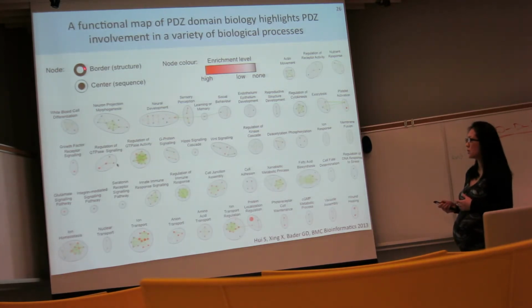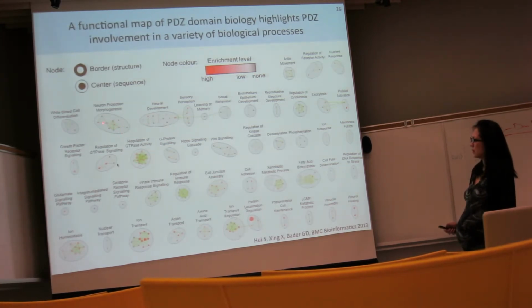The nodes consist of borders, which represent structure-based enrichments, and the centers represent sequence-based enrichments. The borders and nodes are colored according to a gradient, with red indicating a high enrichment level, and lighter color indicating a low enrichment level, and gray representing no enrichment at all. Edges in this network connect nodes that are related, and then I just circled clusters of nodes that were related and gave them more general labels.